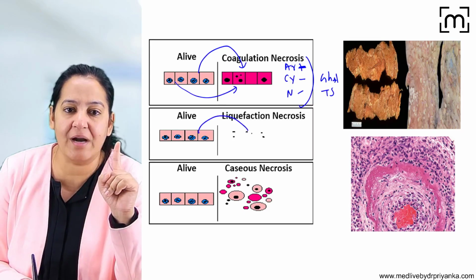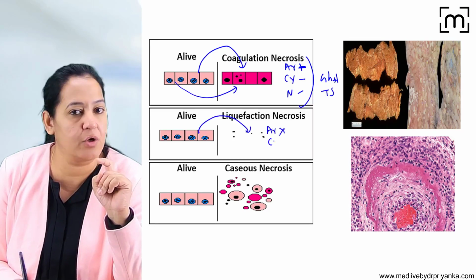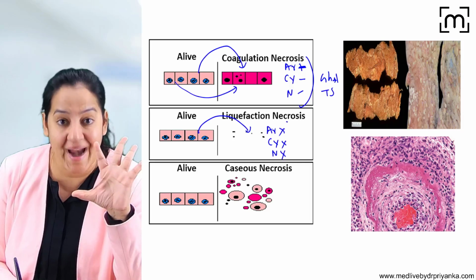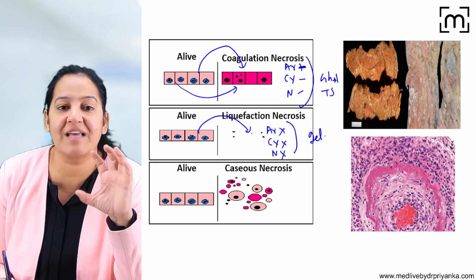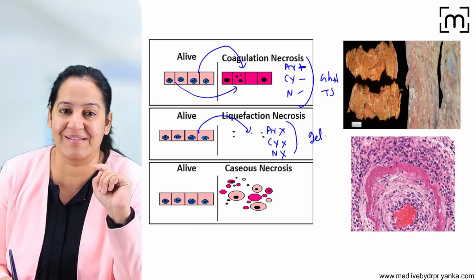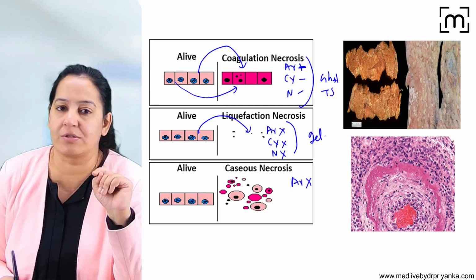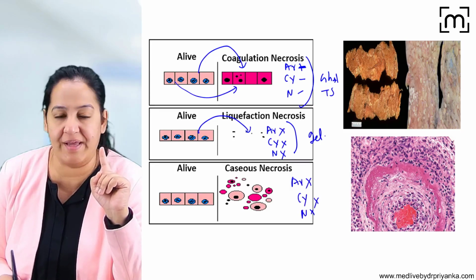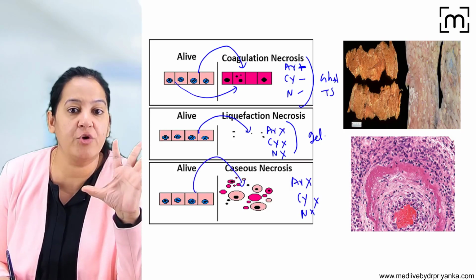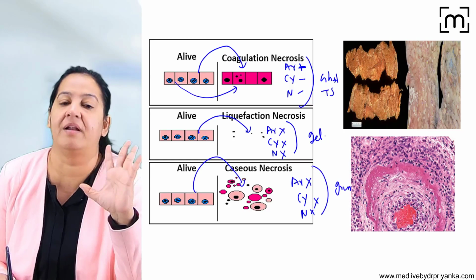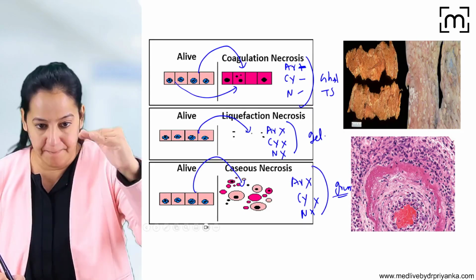If all three details are lost, no architecture, no cytoplasm, no nucleus, and the group of cells gets converted into a gel or semi-fluid-like material, it's liquefactive necrosis. And if again all three details are lost, and a group of cells gets converted into a granular debris-like material, it's caseous necrosis. So you can compare the three necrosis.